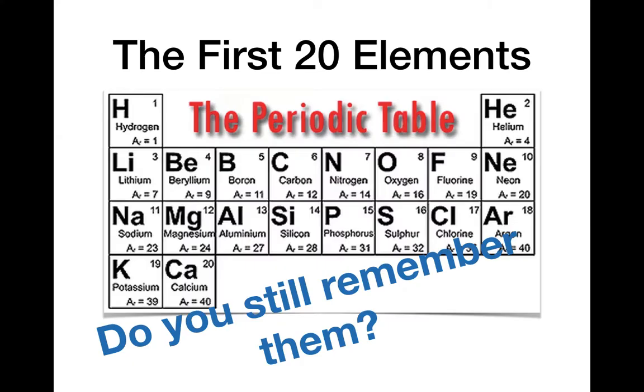Okay, I asked you guys in the first unit to memorize the names and symbols of the first 20 elements, just because it makes it much easier to talk about chemical reactions than having to look things up all the time. Do you still remember them? Are they still in your memory, or have you forgotten them?